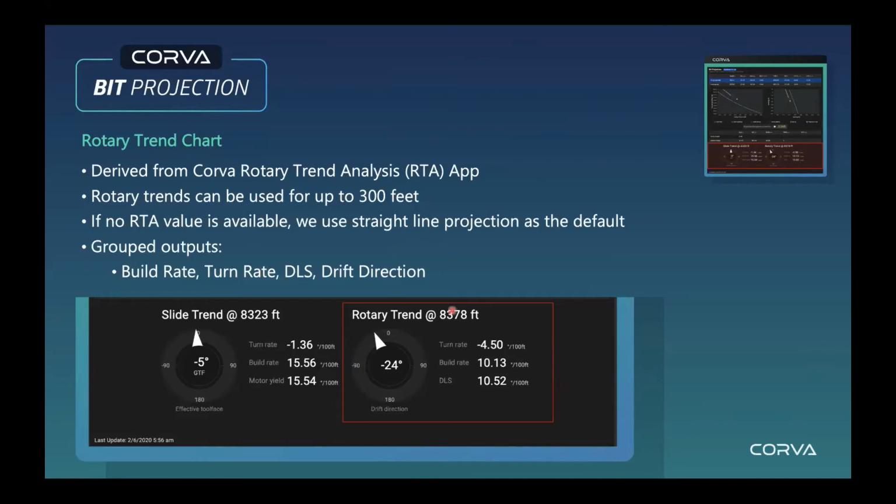So quickly, to understand the rotary trend chart, we have a rotary trend here. This is the depth where we calculated the rotary trend from. We have build rates, turn rates, and calculated DLS, the dogleg change over that interval. And we also calculate a drift direction, so you can see which direction the assembly is drifting in real time.